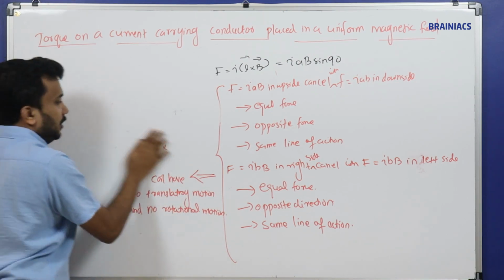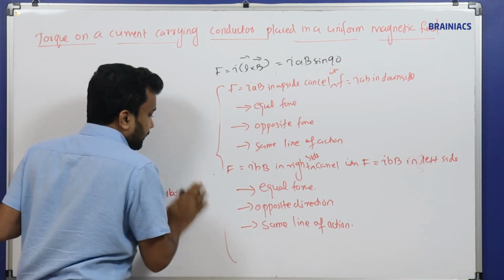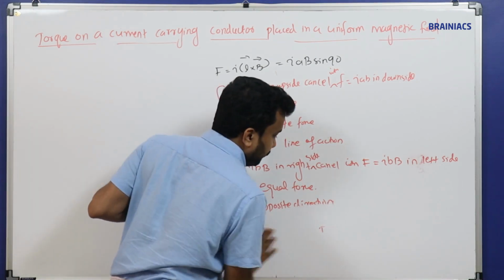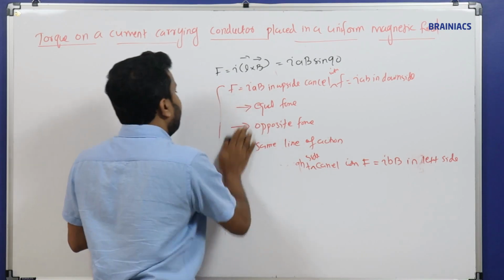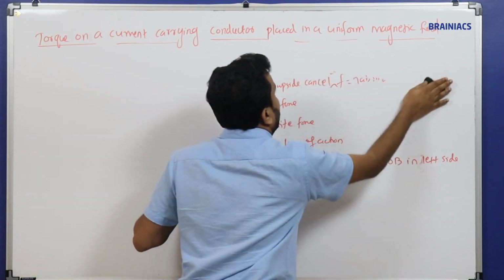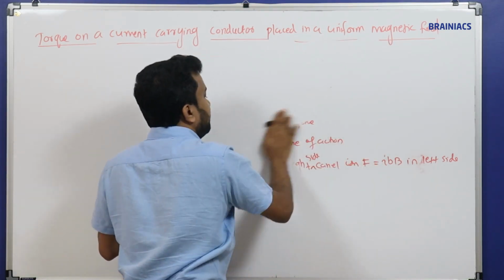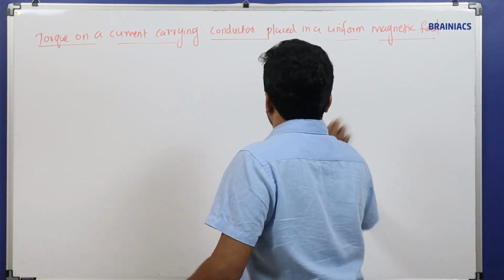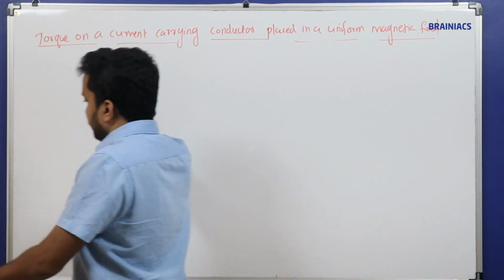Now what we are going to study is that the coil is not placed in a symmetrical or horizontal way. The coil is going to tilt by a certain angle. So what will happen in that case? That's what we are going to see.